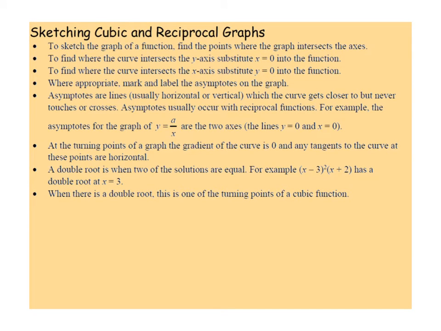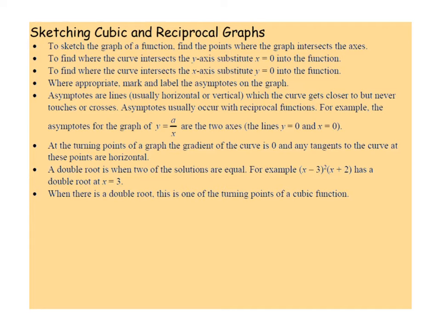So these go together. If you have asymptotes, and you'll see from the next bullet point that asymptotes usually occur, well, you always get asymptotes in reciprocal graphs. There are other graphs where you have asymptotes, but I don't think you're likely to meet those in A-levels, so you don't need to worry about those. Asymptotes are lines which the graph gets closer to, but within a particular region of the graph.